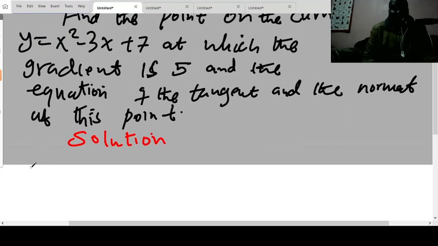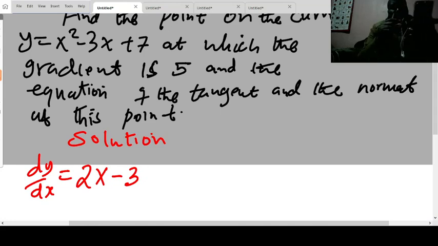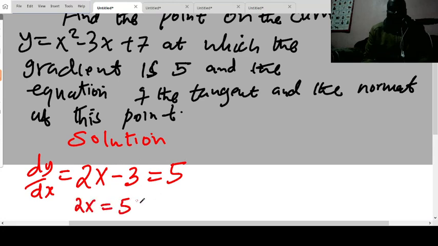Let us get the gradient function. dy over dx is equal to 2x minus 3. Was it 3 squared, or did I make a mistake? Yeah, it is okay. It is 3x plus 7. So our gradient function is this, but this function is equal to 5 because we have the gradient. So we want the value of x. So here we are going to say 2x is equal to 5 plus 3, right?